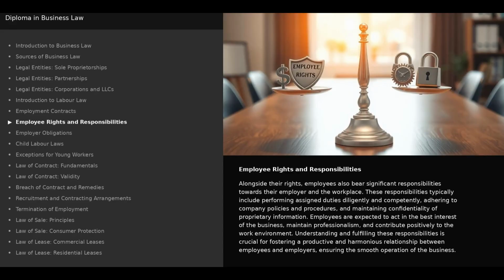Alongside their rights, employees also bear significant responsibilities towards their employer and the workplace. These responsibilities typically include performing assigned duties diligently and competently, adhering to company policies and procedures, and maintaining confidentiality of proprietary information. Employees are expected to act in the best interest of the business, maintain professionalism, and contribute positively to the work environment. Understanding and fulfilling these responsibilities is crucial for fostering a productive and harmonious relationship between employees and employers, ensuring the smooth operation of the business.